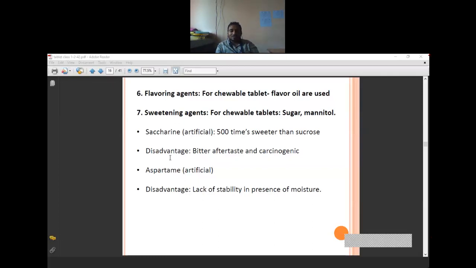So sweetening agents are used to improve the product's taste. We use sugar and mannitol as examples of sweetening agents, but artificial sweeteners are also there, such as saccharin, which is 500 times sweeter than sucrose. The disadvantage of saccharin is that it is carcinogenic. What do you mean by carcinogenic? Cancer causing agent. So just avoid foods containing saccharin.